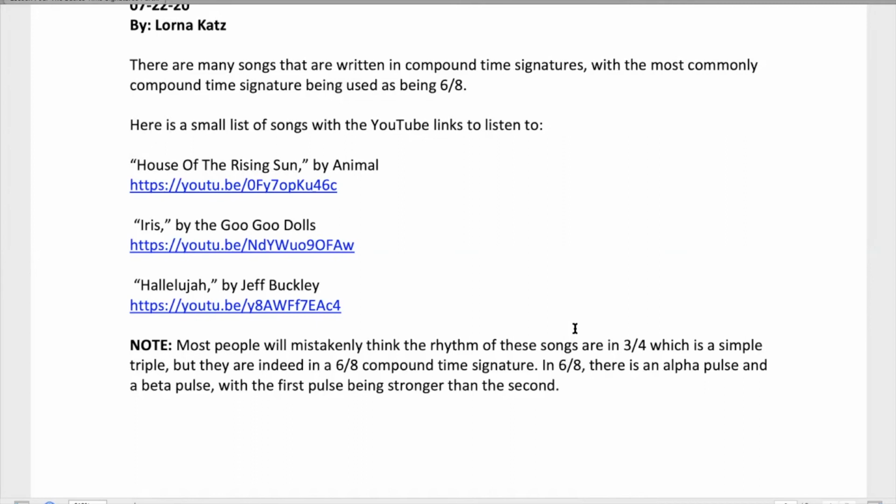And then we've got Iris by the Goo Goo Dolls, and Hallelujah by Jeff Buckley. If you were to visit these links and listen to the music, you will hear the 6 pulses in the music and also the 2 large beats that make up these 6 pulses. Note, most people will mistakenly think the rhythm of these songs is in 3/4, which is a simple triple, but they are indeed in 6/8 compound time. In 6/8, there is an alpha pulse and a beta pulse, with the first pulse being stronger than the second.